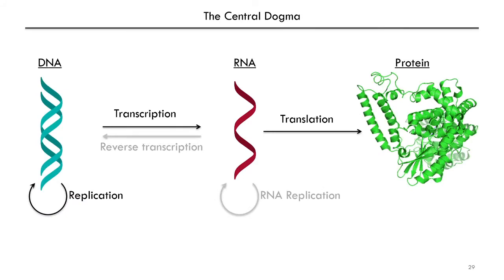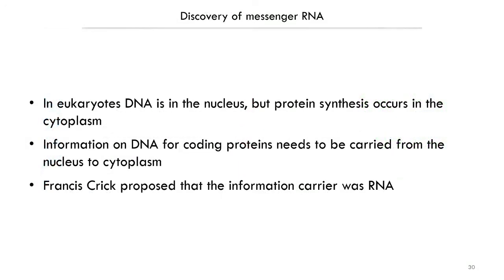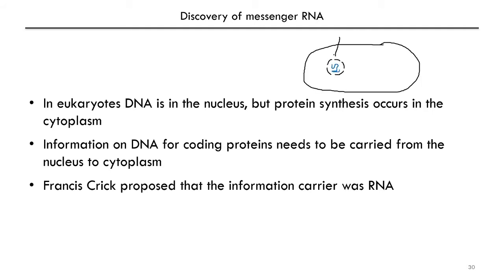Moving on from DNA replication, we'll continue our overview of gene expression, focusing next on transcription of DNA into RNA. The idea that DNA needs to first be transcribed into RNA before the sequence can be translated into protein was first proposed by Francis Crick, based on the fact that in eukaryotes, DNA is in the nucleus, but protein synthesis occurs in the cytoplasm. Information on DNA coding for proteins needs to be carried out of the nucleus and into the cytoplasm, where protein synthesis is carried out by ribosomes.